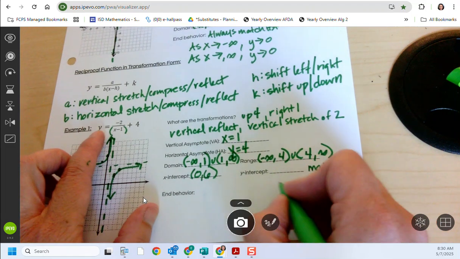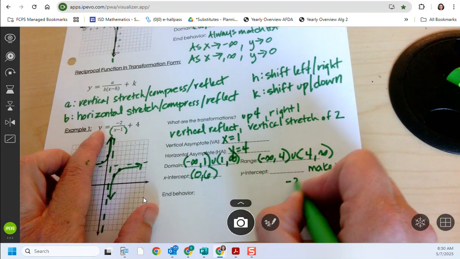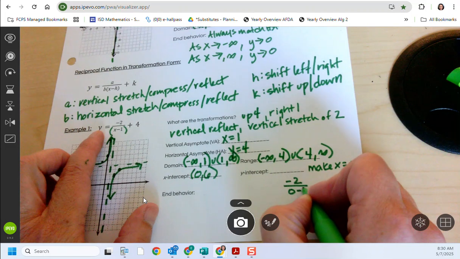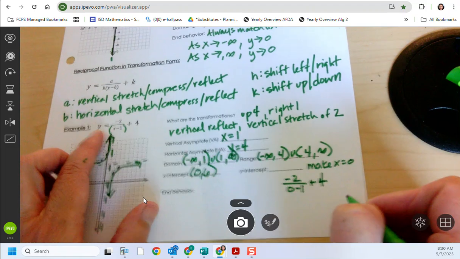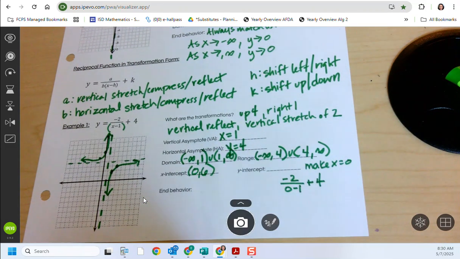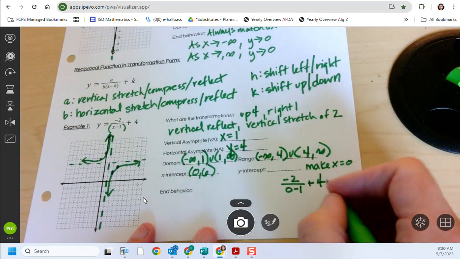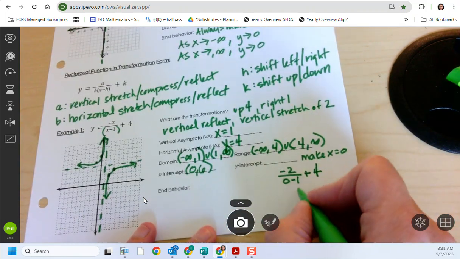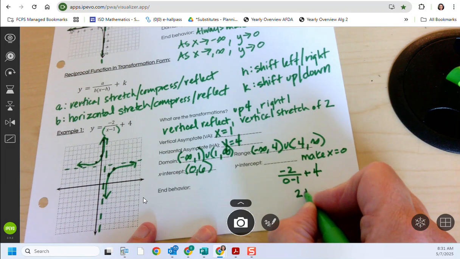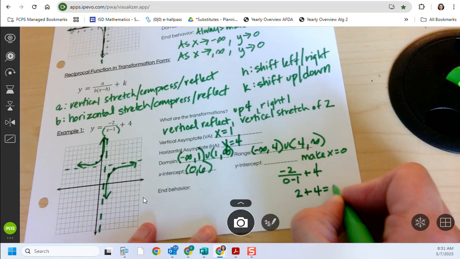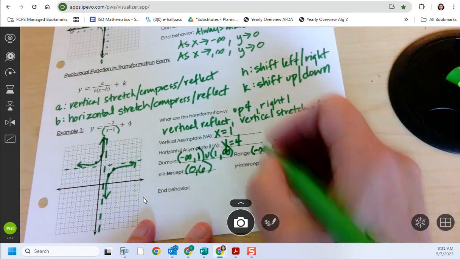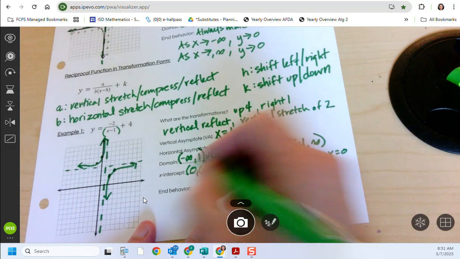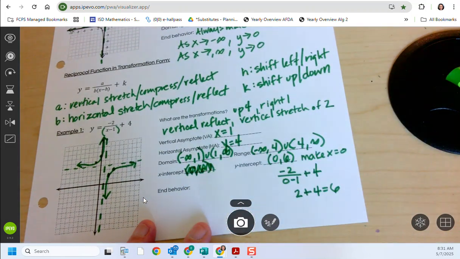Okay, so we would have -2 over 0 minus 1 plus 4. That's not working for me, actually. Why is that not working? Oh yeah, I see it is working. I just marked it wrong here. All right, -2 over 0 minus 1 plus 4. That gives me 2 plus... No, it's not working for me because that's 6, and that's definitely not the right answer. Oh, that's the y-intercept. Sorry. The y-intercept is 0, 6. It's the x-intercept I need to find. I got it. Okay. The x-intercept, we make the y 0.